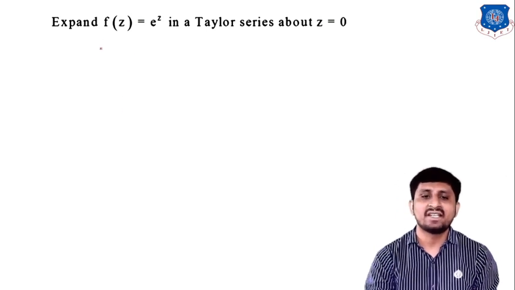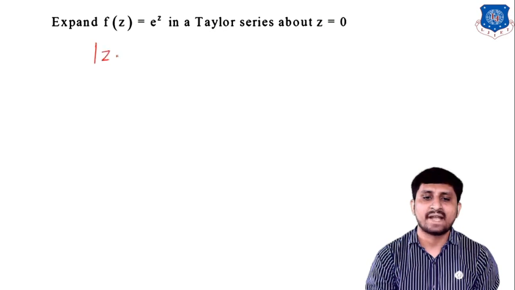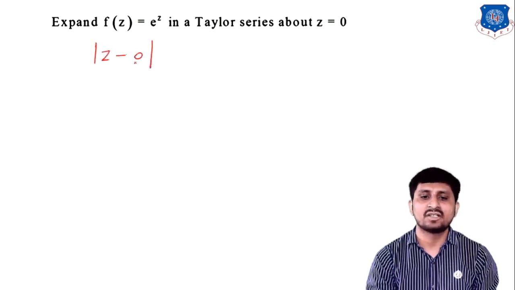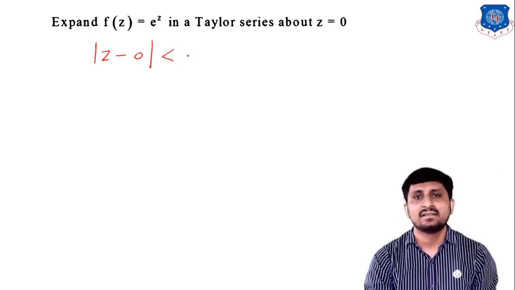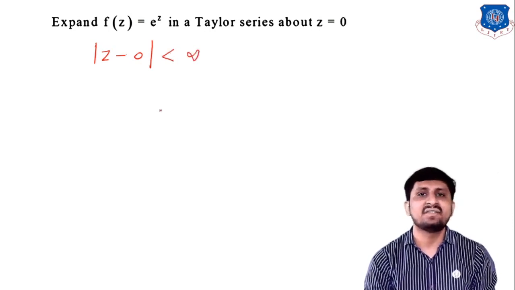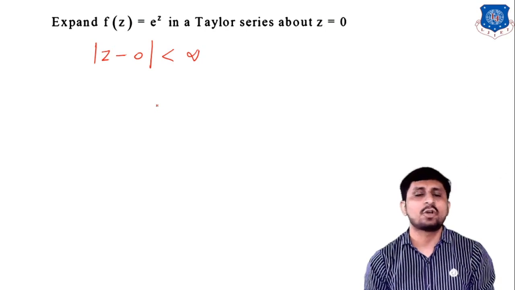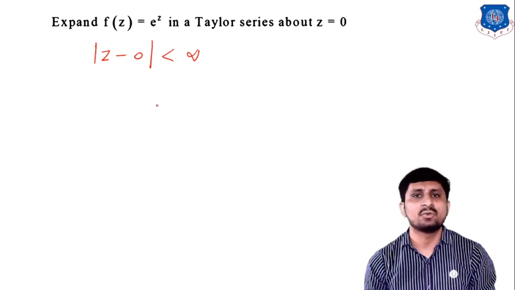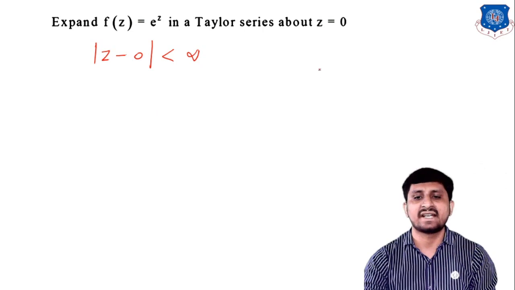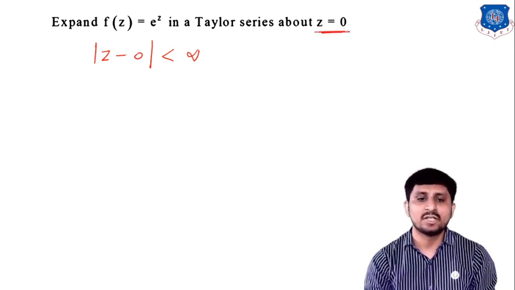So what is my region? Mod z minus 0 is less than infinity. Why is this 0? Because my center is 0. I can take infinity because throughout the complex plane e raised to z is analytic. Now you can easily find all the derivatives and their values at the center point. The center point is 0, so a is equal to 0.